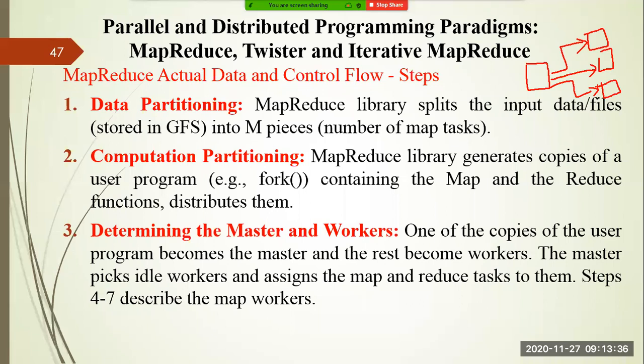And why are you dividing into M pieces? Because that corresponds to the number of map tasks. The number of map tasks is M, that's why I am dividing into M pieces. The second step is called computational partitioning. In computational partitioning, the MapReduce library generates copies of a user program using a system call called fork. In operating systems, you have seen this system call. Fork creates a child process. If you have a parent process and you have written fork, then the same program is copied to the child process.